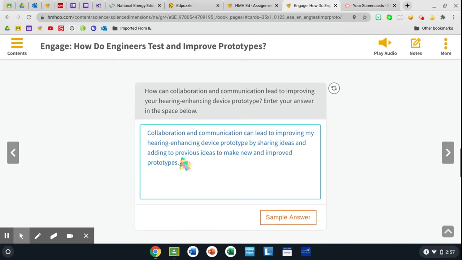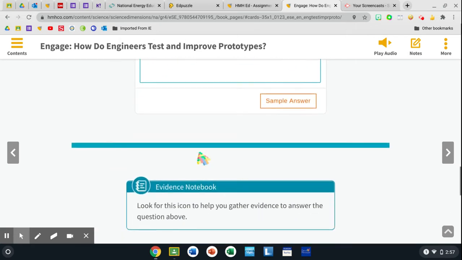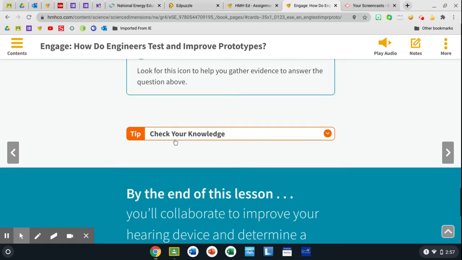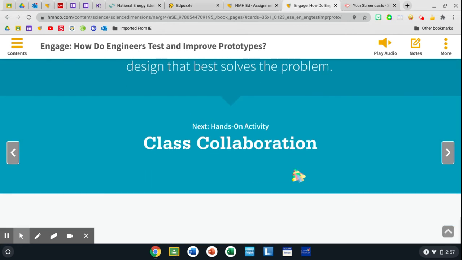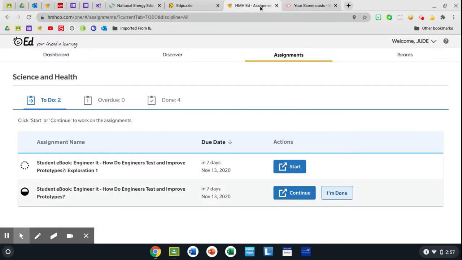All right. And then we're going to slide on down. Don't worry about doing the evidence notebook. By the end of this lesson, here's our I can statement. I can collaborate to improve my hearing enhancing device and determine a design that works best to solve the problem. All right. So that is the end of that lesson. So we're going to click the X here, come back here, then you'll click I'm done.